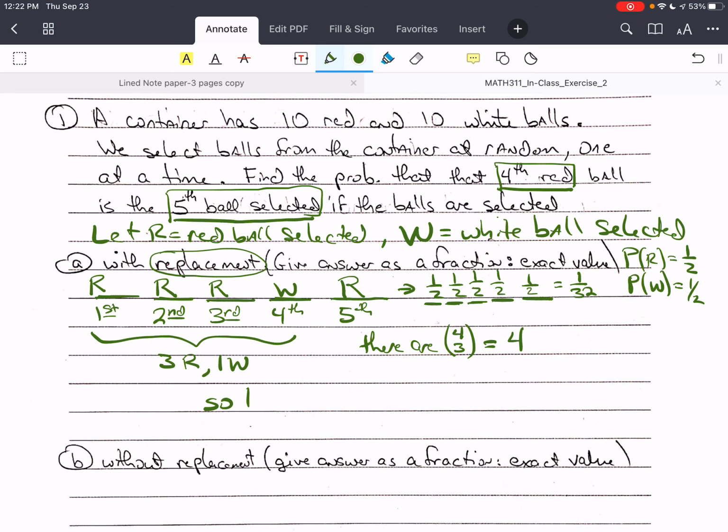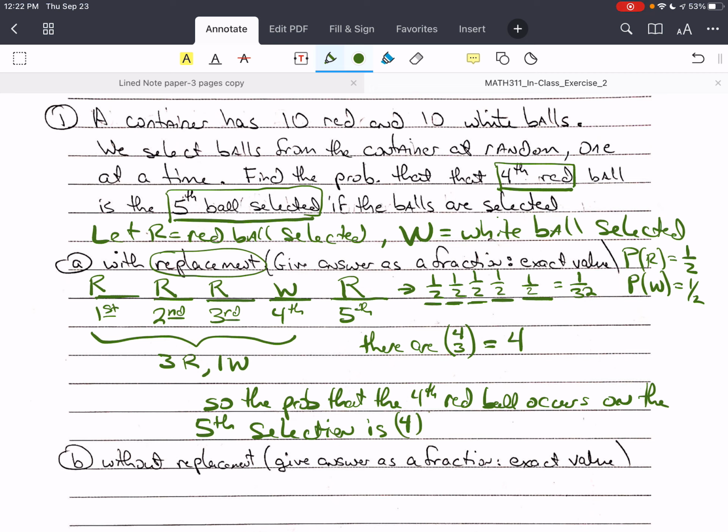So the probability that the 4th red ball occurs on the 5th selection is 4 times 1 over 32, or 4 over 32, or 1/8.